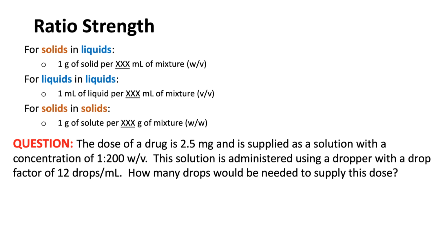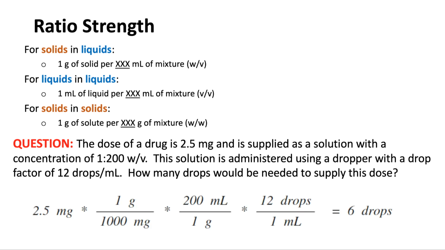So it says, the dose of a drug is 2.5 milligrams and is supplied as a solution with a concentration of 1 to 200. And we're given that as a concentration in weight per volume. So the concentration of 1 to 200 weight per volume. This solution is administered using a dropper with a drop factor of 12 drops per milliliter. How many drops would be needed to supply this dose?